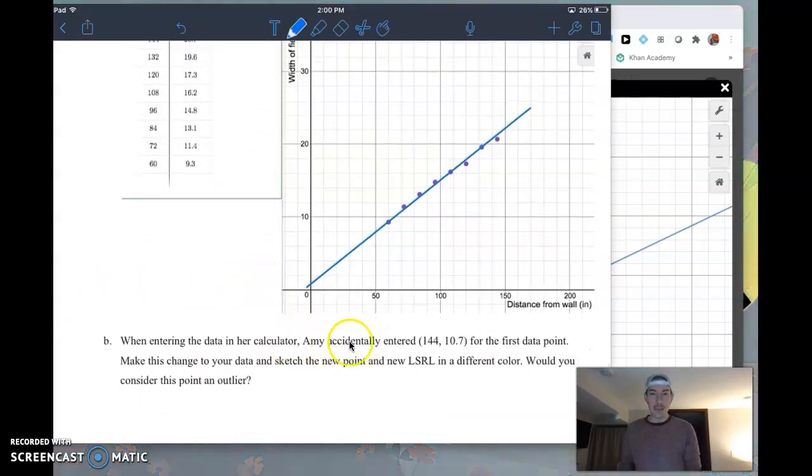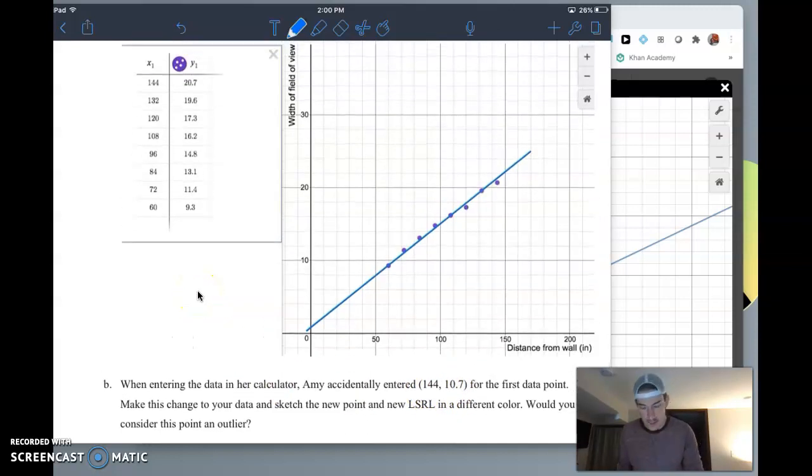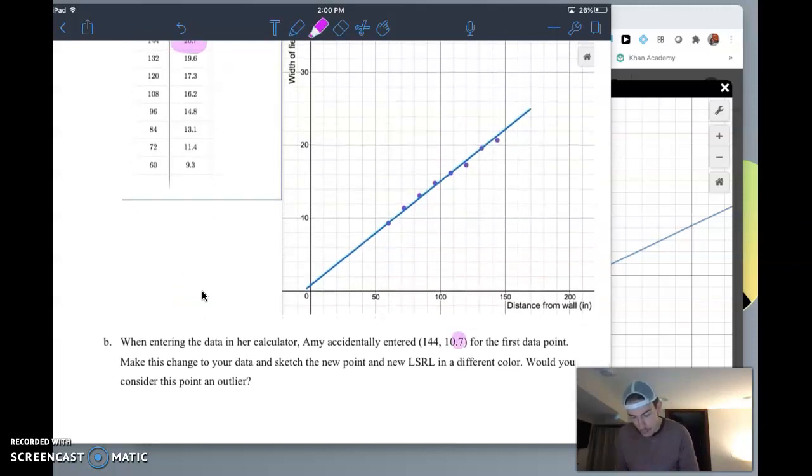Now check this out, because what they tell me is after we've got that model set up, Amy, when she was typing this data in, accidentally made a typo. Instead of entering in 144 and, look at this, 20.7, she meant to type 144 and 10.7. Make this change and sketch the new LSRL.